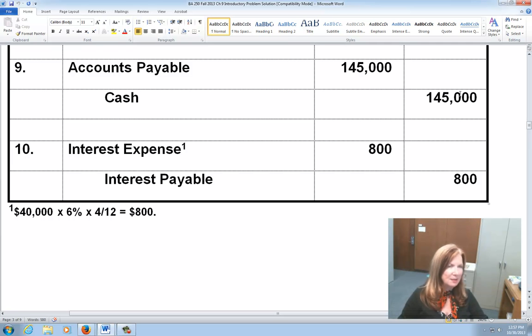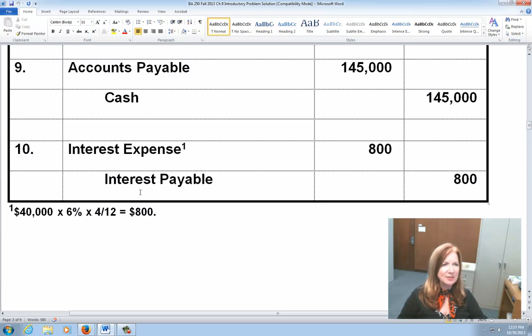Number 9, paid $145,000 of accounts payable. So I'm going to debit accounts payable $145,000, because that's a liability and it's going down, and I reduce a liability with a debit. And then paid is cash. That's an asset and it's going down. So I'm going to credit that asset, cash, to reduce it, and that was for $145,000.